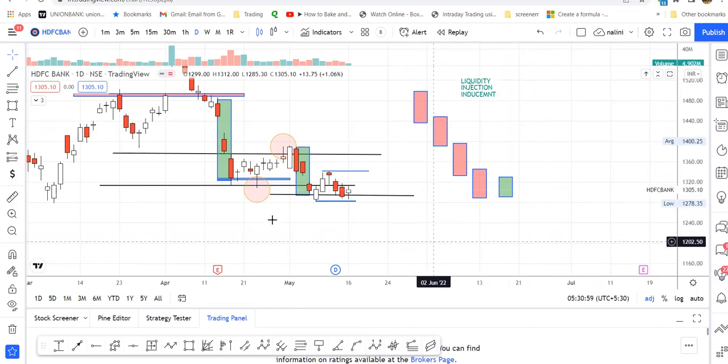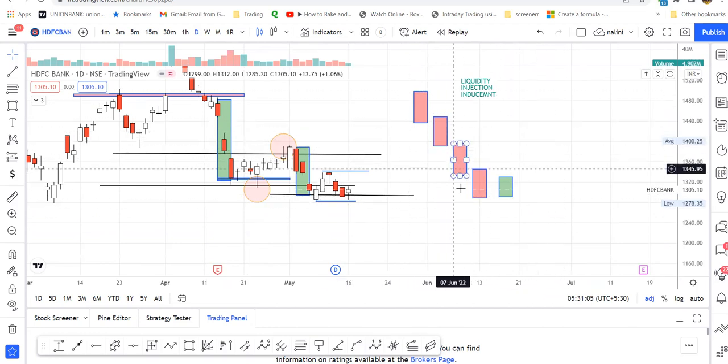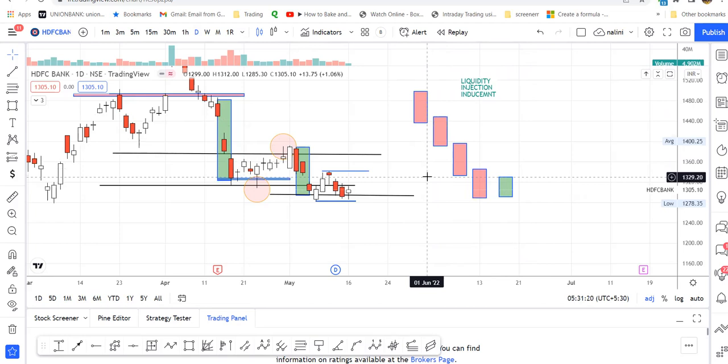So there will be ping pong trades within the range. After a huge fall, it will not be an immediate reversal or anything. Ping pong trade will be there and a huge range will be there. So I'm going to talk about how to trade these ping pongs, liquidity injection and inducement.